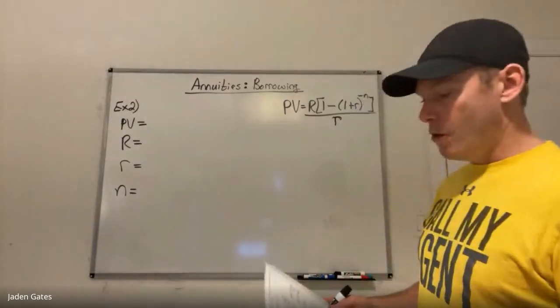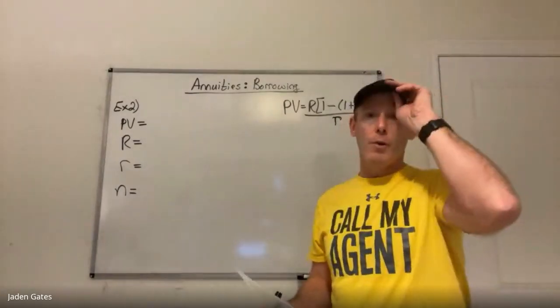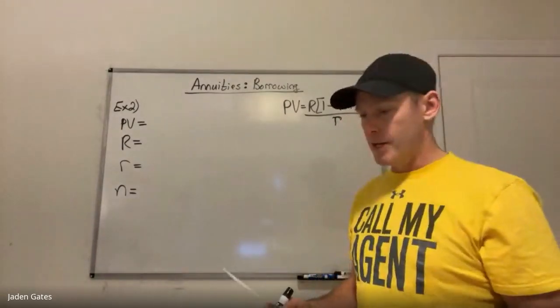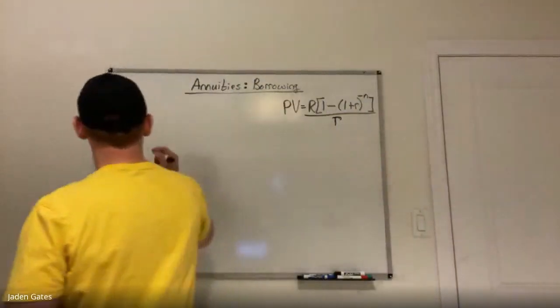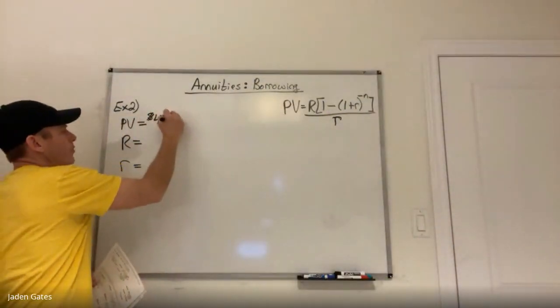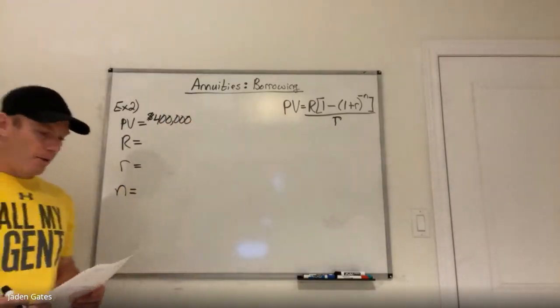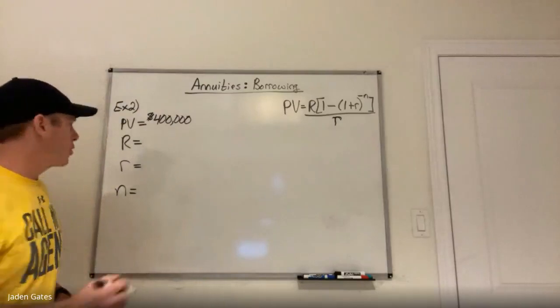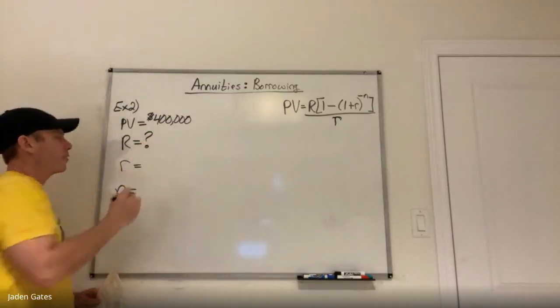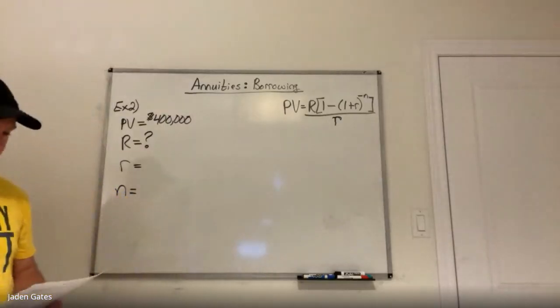All right, so they are looking this time. We know how much the house is worth. We want to know what the mortgage payment is going to be. So the house is worth $400,000, so that's how much you would have to borrow. Now, what is the monthly payment? We don't know. That's our R, our regular payment. And now, again, we get to the interest rate.